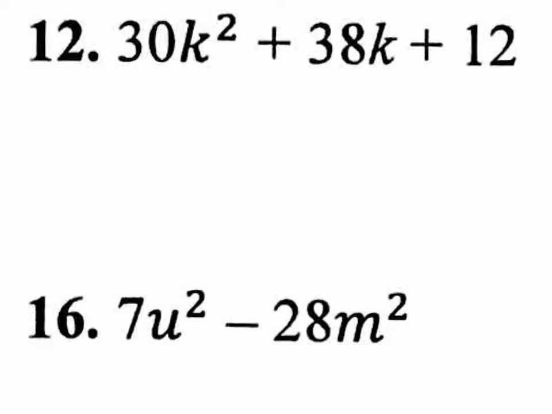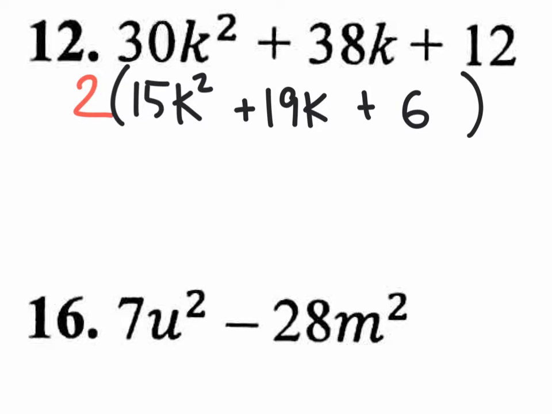Let's jump to number 12. So on number 12, what should we do first? GCF, that's right. What is the GCF in this thing? So the GCF is 2. If you pull out a 2, what's going to be left? A 15k squared plus 19k plus 6. So we pulled out the 2.